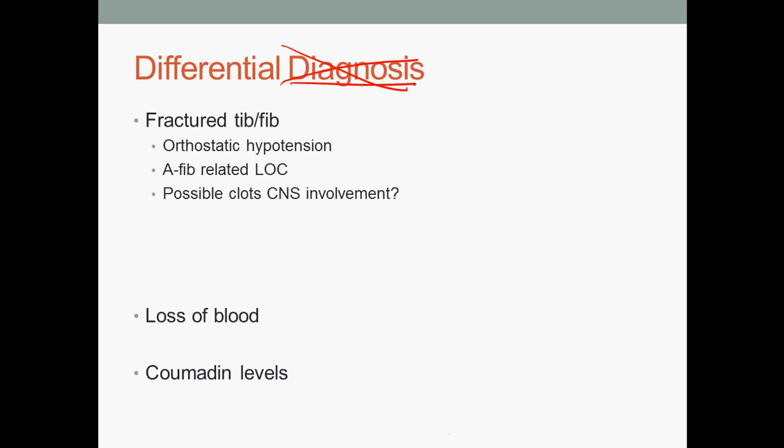Orthostatic hypotension is our volume, our diuretic problem. Maybe an AFib related problem, and then the clots, maybe in the CNS, could that have caused it. You can also have clots that happen and then they go away, that sort of thing. And we're also concerned about loss of blood. It's a compound open fracture. And she's on Coumadin, which means she's going to bleed a lot. Or at least we think she's on Coumadin. And so we are worried about Coumadin levels. Like I said, Coumadin is kind of a tricky drug.